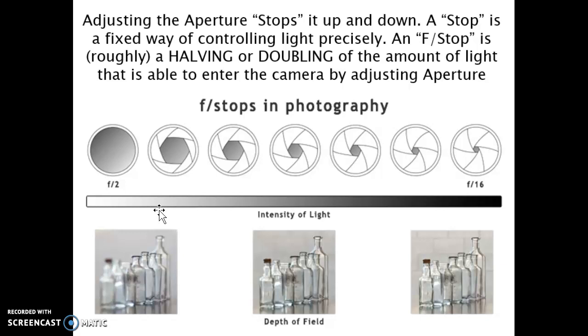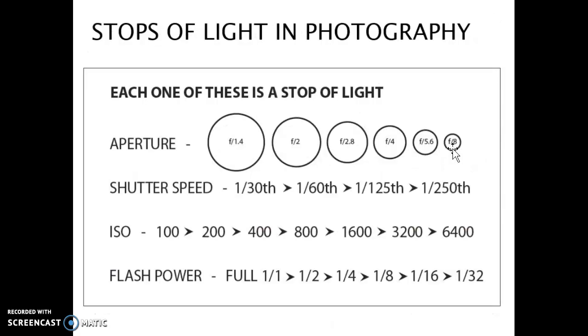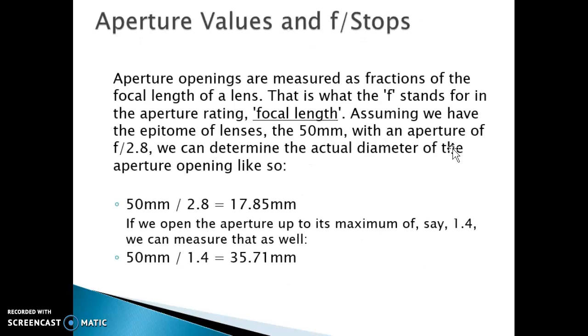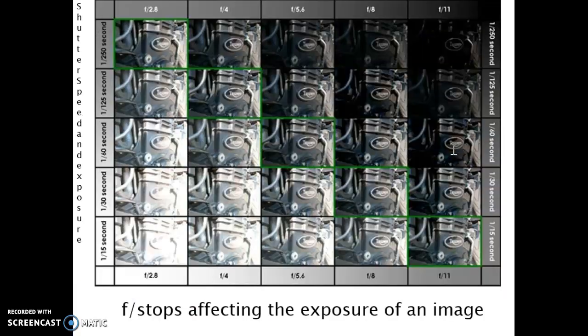They are adjusting these different f-stops all the way from 2 to maybe 16 or even 22. Each step is essentially halving or doubling the amount of light that is able to enter into the camera. And here are just a couple of different diagrams that you can use, whatever makes sense to you, okay? All right, here you can see some f-stops affecting the exposure of the image. So this is a really, really wide open lens versus a smaller aperture.